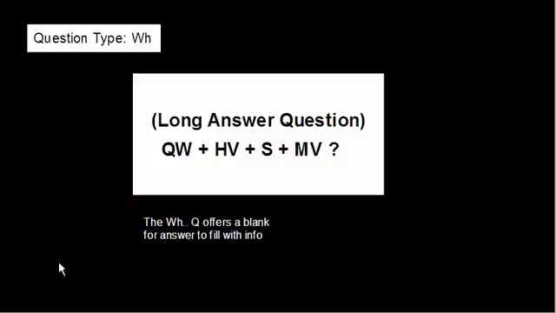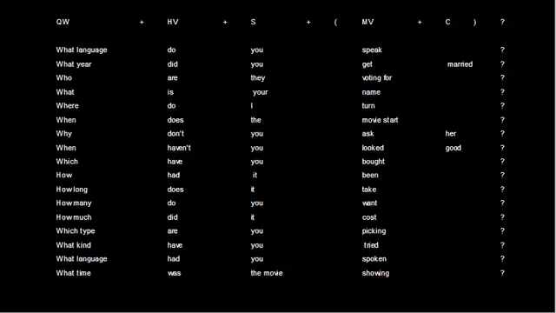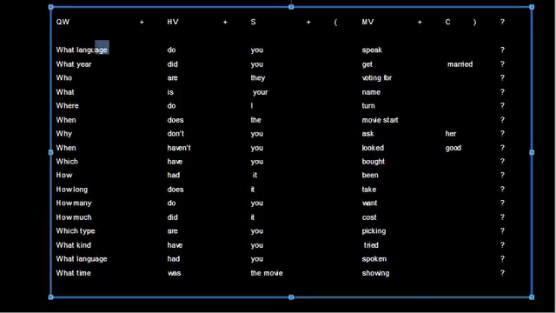Going on to long answer questions, as you can see, it's the same group as I showed you earlier, but now I removed the actual information, because now we have the question word, which is like a blank. What language do you speak? Okay, the yes-no question is, do you speak English? But because I want to ask the question without giving the information in English, I use a question word.